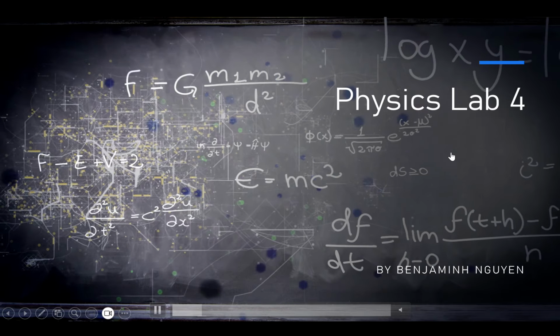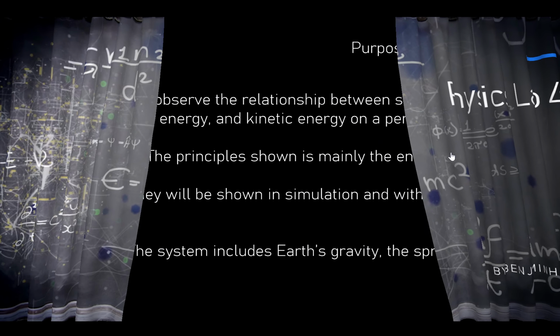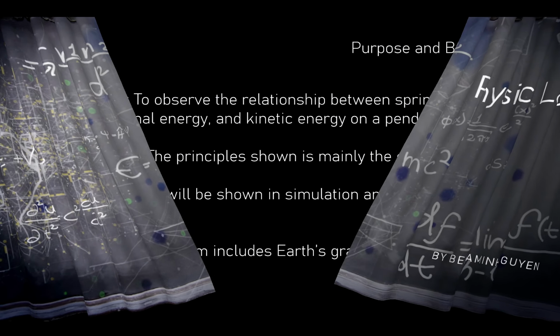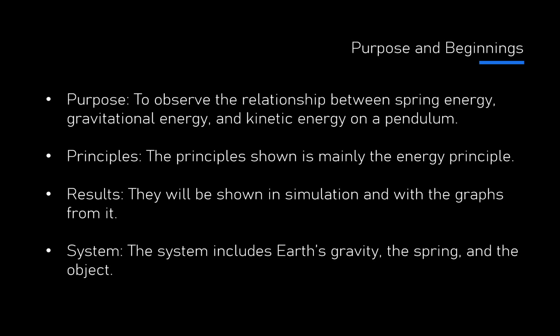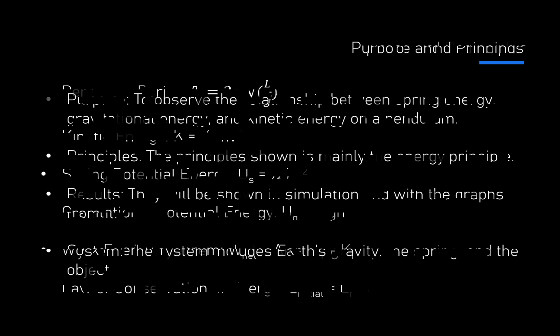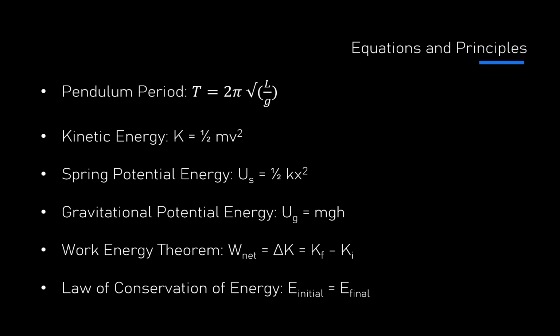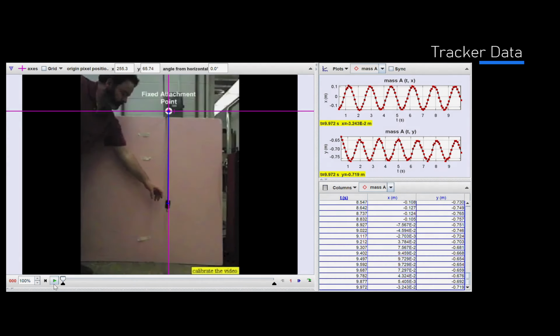So we're going to start it off with the purpose and beginnings, where the purpose is to observe the relationships between spring energy, gravitational energy, and kinetic energy on a pendulum. The principles will mainly be the energy principle, and it will be shown in simulation in the graphs from it. The system includes Earth's gravity, the spring, and the object. The equations in principles include the pendulum period, the kinetic energy, the spring potential energy, the gravitational potential energy, the work energy theorem, and the law of conservation of energy. These all will be calculated within the code.